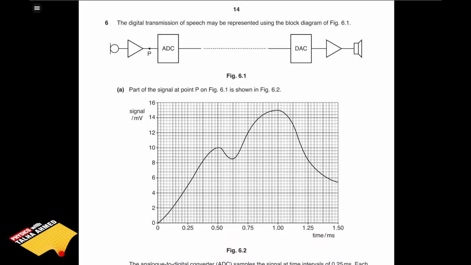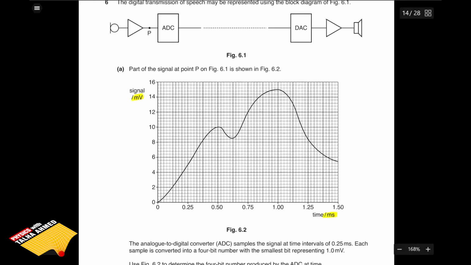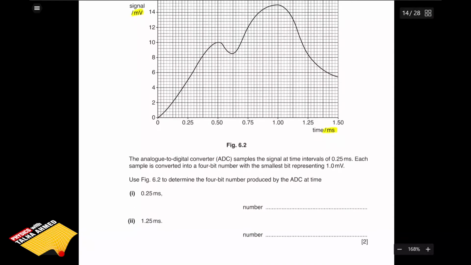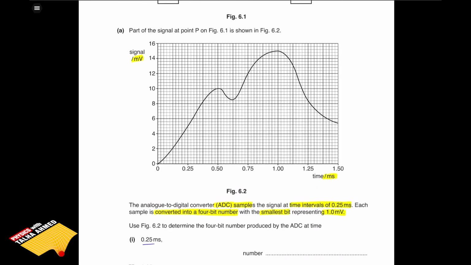Okay, so question number 6 is from the topic of communication, and this one is mainly about analog to digital conversion and then back from digital to analog conversion, so ADC and DAC. They've shown you a graph of an analog signal where the signal is in millivolts and the time is in milliseconds. And the sampling rate is given to you. That's important to note when we draw the next graph. It's 0.25 milliseconds. They're saying that in the 4-bit digital number system, the least significant bit represents 1 millivolt.